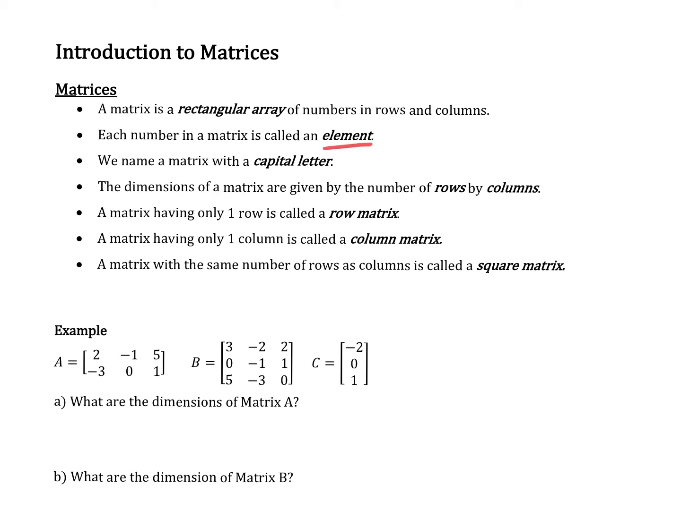We can denote the element, or the position of the number, using that element. We name a matrix with a capital letter. The thing you need to really remember about a matrix is that we define it by its rows and its columns. That's important. It's always rows first and then columns. Then you have special types of matrices. If you have a single row, it's called a row matrix. A single column is called a column matrix. And if you have the same number of rows as columns, you get a square matrix.